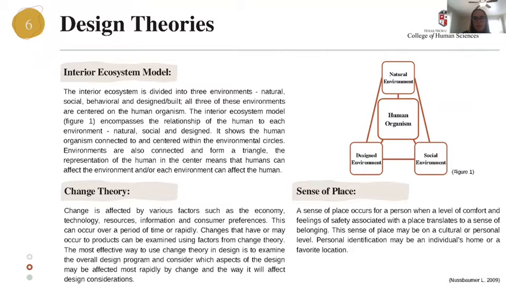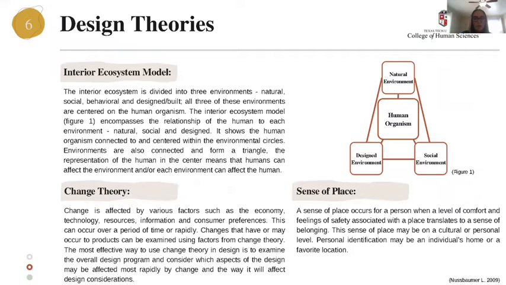There are three design theories that I have chosen to apply to the design of my low-income housing facility. The first is the interior ecosystem model. This model illustrates that the human organism is connected and centered within the natural, designed, and social environment. This means that the human can affect the environments, but these environments also have an impact on the human. This highlights the importance of developing a facility that meets the needs of low-income individuals and families.